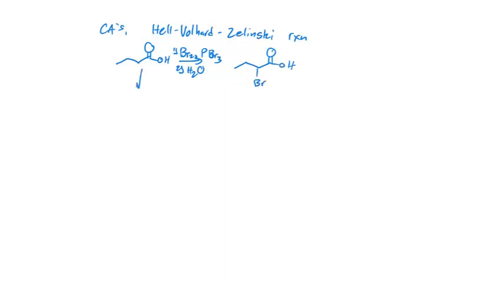So how does that work? Well, the PBr3, through a mechanism we're not going to get into, makes this acid bromide.